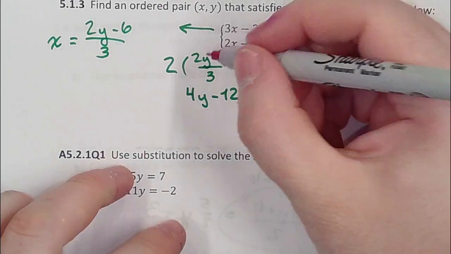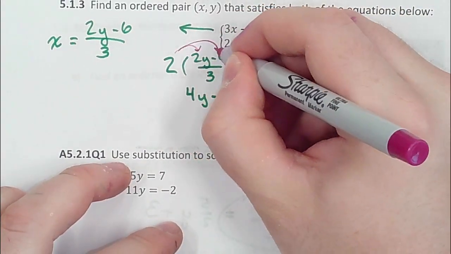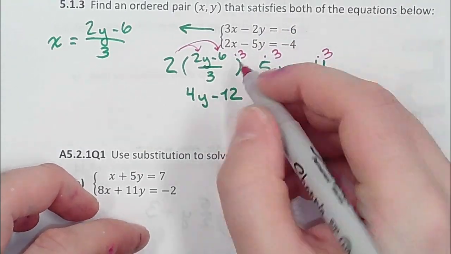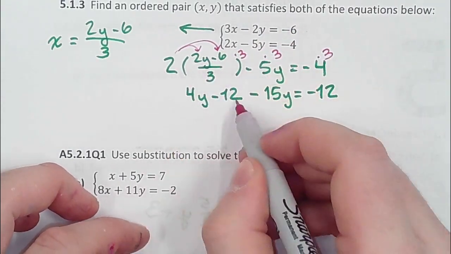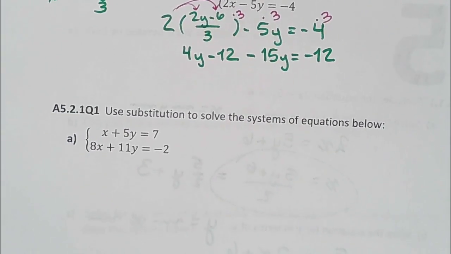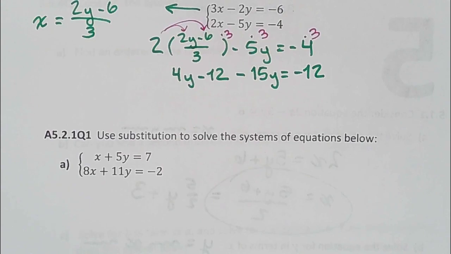Again, what did I do? I distributed the 2. And then I timesed everything by 3. Got rid of 3 here. Times that by 2. And these guys got 3 bigger. All to get rid of division and to get my y's together.